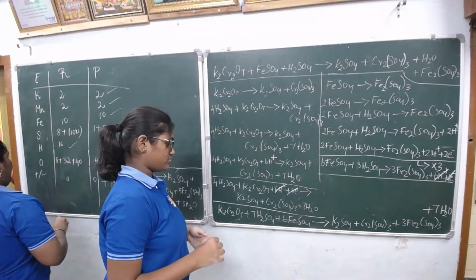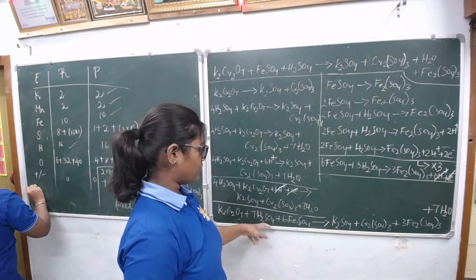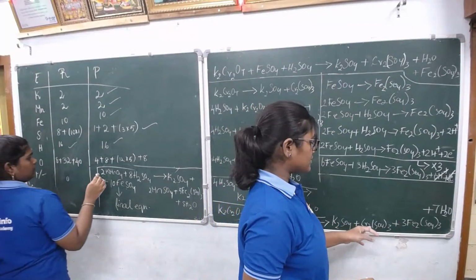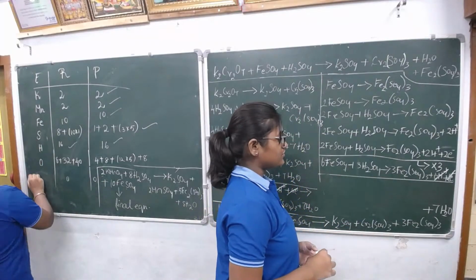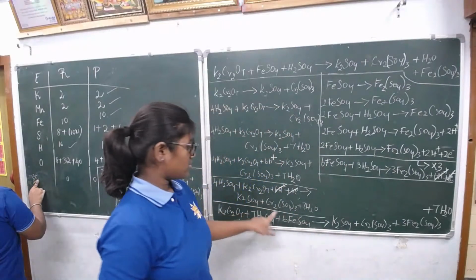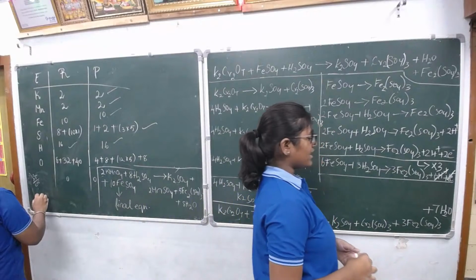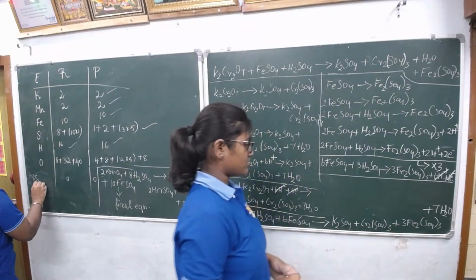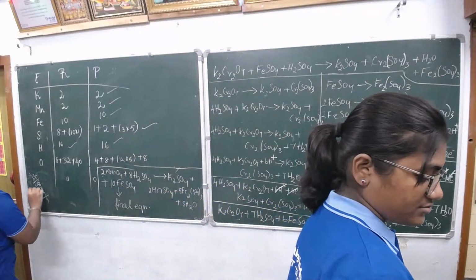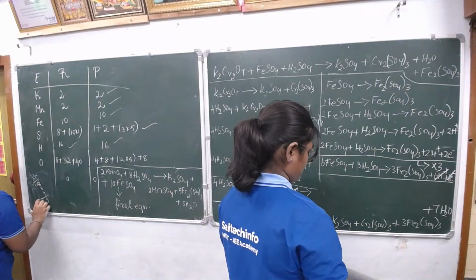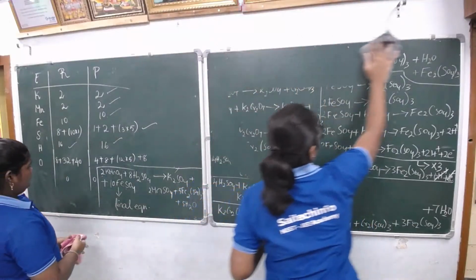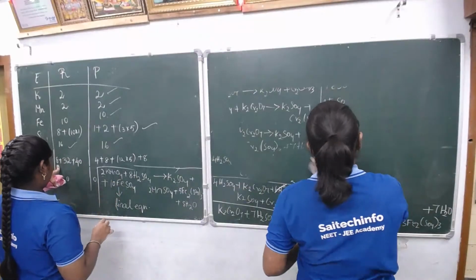What is that? K2Cr2O7 plus 7H2SO4 plus 6FeSO4 gives K2SO4 plus Cr2(SO4)3 plus 3Fe2(SO4)3 plus 7H2O. Right now, what you are supposed to do? You have to check by ERP. Leave the balanced reaction. So you got everything okay? Yes, sir.